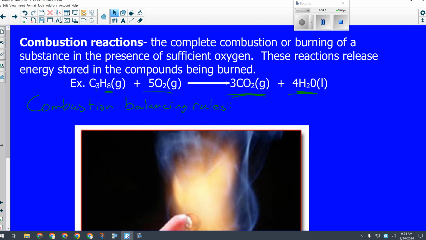So the first rule of balancing combustion reactions is to balance in alphabetical order. That would be carbon, hydrogen, oxygen. Balance carbon first, balance hydrogen second, balance oxygen last.